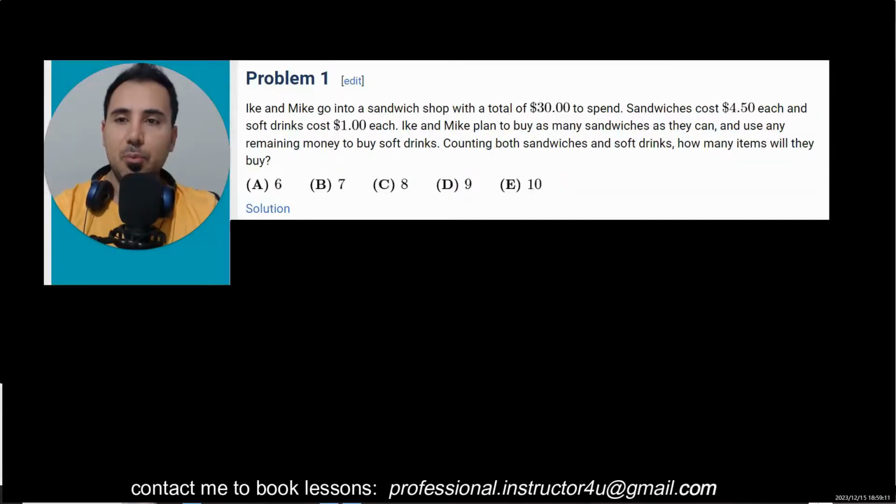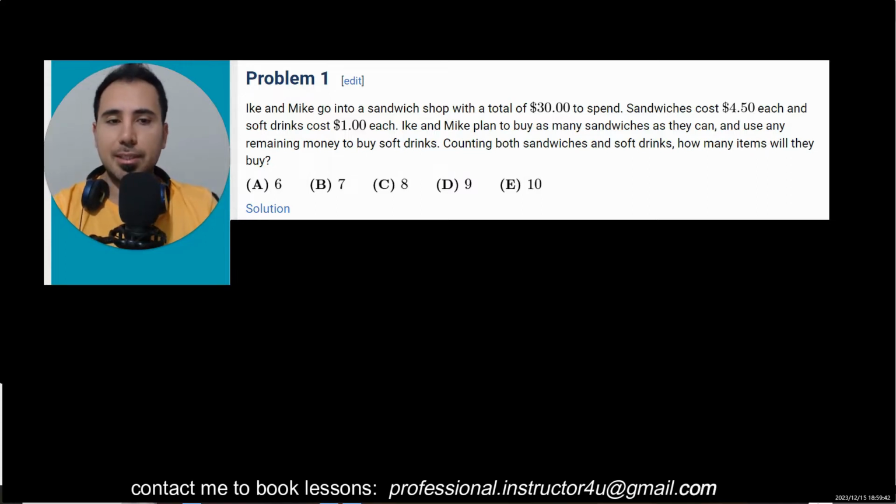Now let's do problem 1. It's not going to be a difficult one. Ike and Mike go into a sandwich shop with a total of $30 to spend. Sandwiches cost $4.50 each, and soft drinks cost $1 each. Ike and Mike plan to buy as many sandwiches as they can, so we want this to be maximized, and use any remaining money to buy soft drinks.